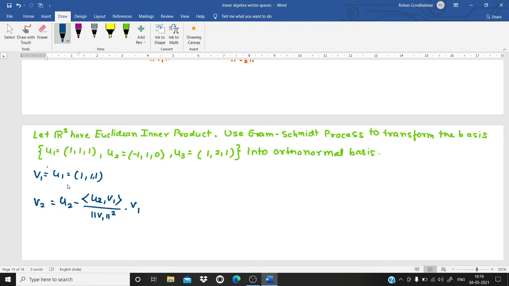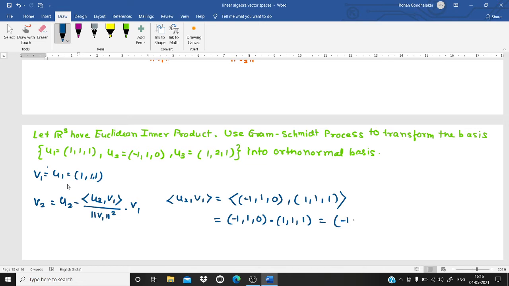So let's start with them. We need to calculate the inner product of U2 with V1. What is the U2 vector? (-1, 1, 0). What is V1? (1, 1, 1). Now what is the Euclidean inner product? The Euclidean inner product is a dot product. So we are calculating a dot product of these two vectors. So what will be the dot product? 1 into -1, -1, plus 1 into 1, 1, plus 0 into 1, 0. So what is the answer here? 0.